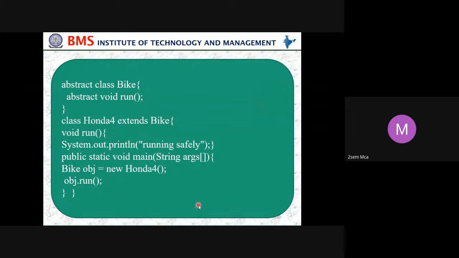So here we have taken one small example. We have an abstract class whose class name is Bike. In that, the method is also abstract, that is, run is also an abstract method. Then we are taking Honda4 extends Bike. So Bike is a base class, Honda4 is a derived class. Again in the derived class we have a run, but this is not an abstract method, and it is not returning anything. We are just printing running safely. Then we are creating an object for Honda4 and calling object.run.